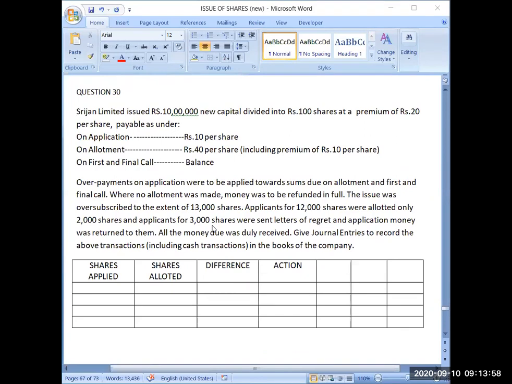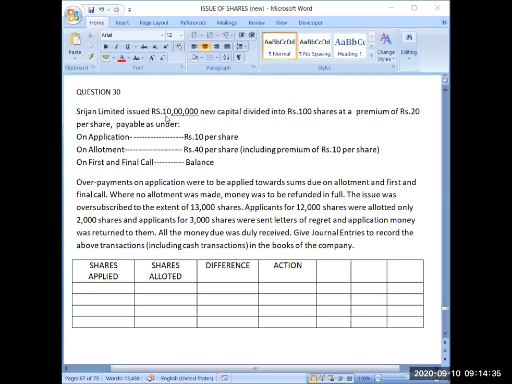Okay, now see this question. Srijan Limited issued rupees 10 lakh new capital. If you see it clearly, it is an amount, it is not the number of shares. This time you have not been given the number of shares issued; you have been given how much capital you are issuing. So you are supposed to calculate the number of shares, divided into 100 rupees shares at a premium of rupees 20 per share.